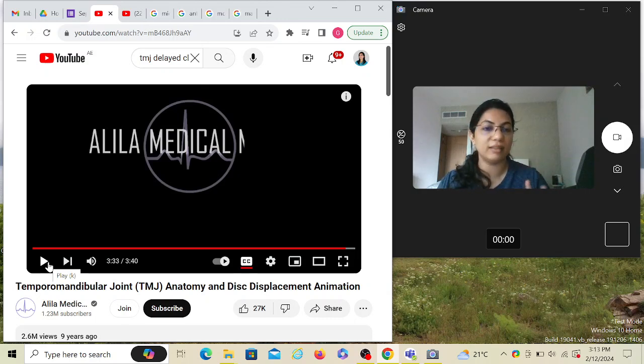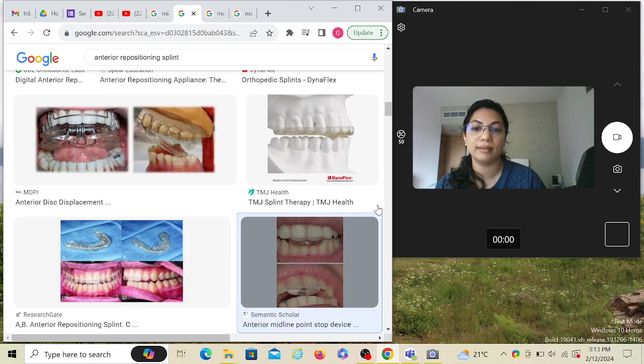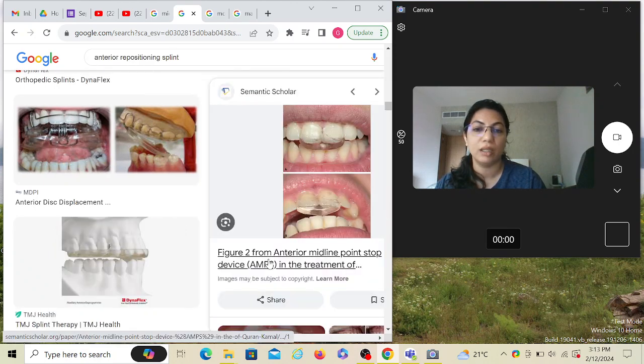So whenever there is a disc problem, what did I say, which is the splint that you're going to give? It's called the anterior repositioning splint. Now you see this? Now this splint is always present only on the anterior teeth. It can be either the upper anterior or the lower anterior. I want you to focus on this image.